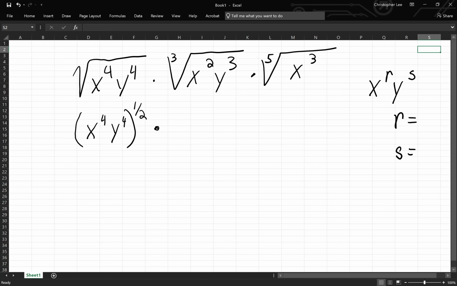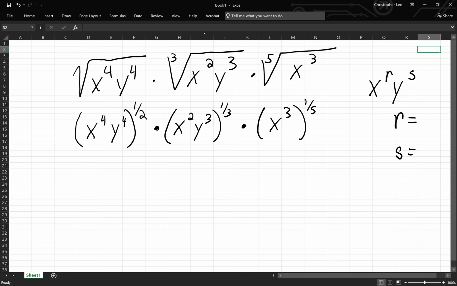Next, I have the x squared y cubed, and this is going to be to the one third power, because you see how that's the cube root, with a three. And then last, I have the x cubed, and I'm going to raise that to the one fifth power, because that's the fifth root. And remember, the index is the denominator of the root.